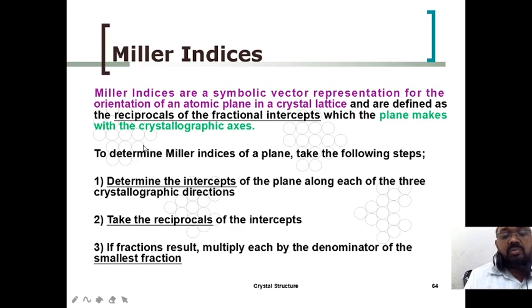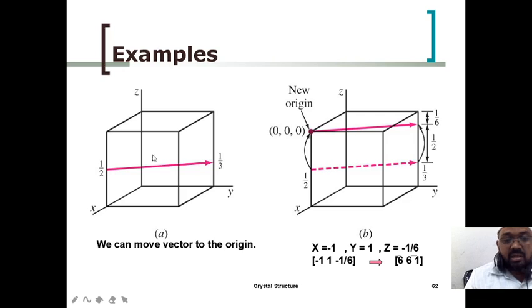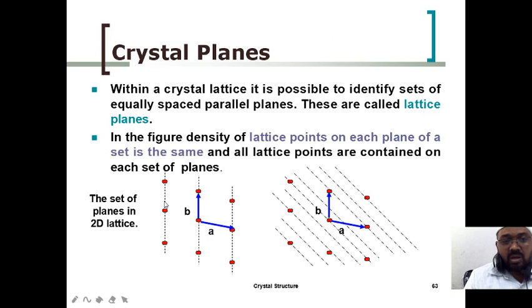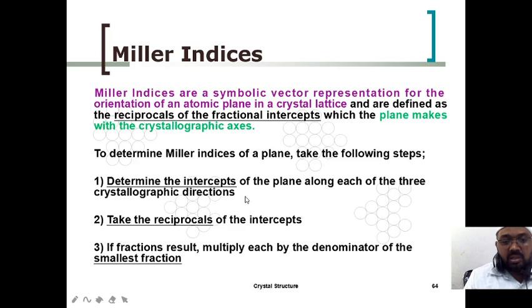Now how can you know the Miller indices of a given crystal? To determine the Miller indices of any plane, you can see this is one plane. Look at this cubic three-dimensional structure; the smallest unit cell is cubic in nature. You can see this is intersecting in this particular format. This indicates one plane, completely one plane.